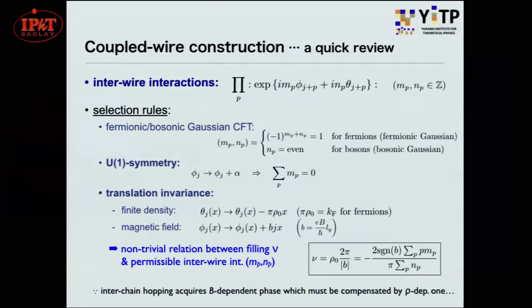And also we can impose translation invariance because we are dealing with continuum systems. So these two conditions come from translation invariance. And actually, if you have a finite density, theta should be modified to this. And if you apply a magnetic field, the phi field should be modified like this. If you plug these two into this expression and require translation invariance, we get this non-trivial relation between the filling factor nu and m_p and n_p.